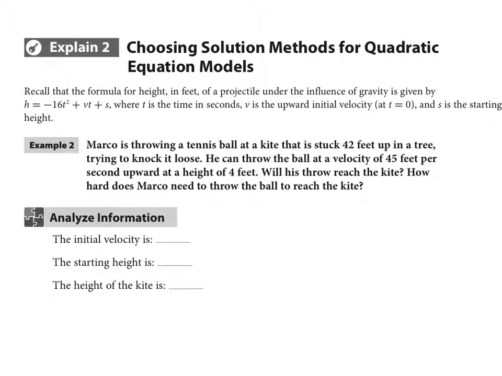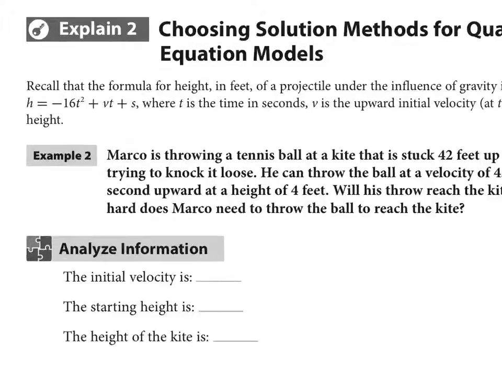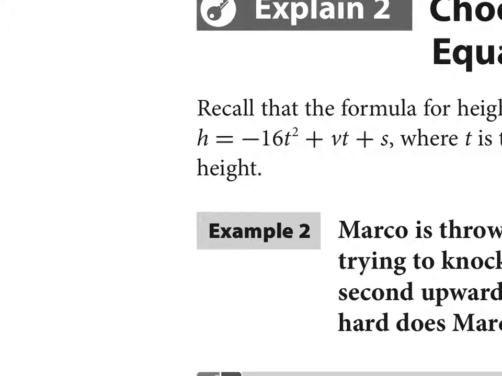All right, so instead of labeling your notes about this, choose the solution methods for quadratics, that's not really what you're doing here. I would label this section word problems or modeling quadratic equation word problems, because we're going to talk about how to write those equations. All right, so there's this general formula for quadratics, and it looks like this when we talk about quadratic word problems. It's this h equals -16t squared plus vt plus s.